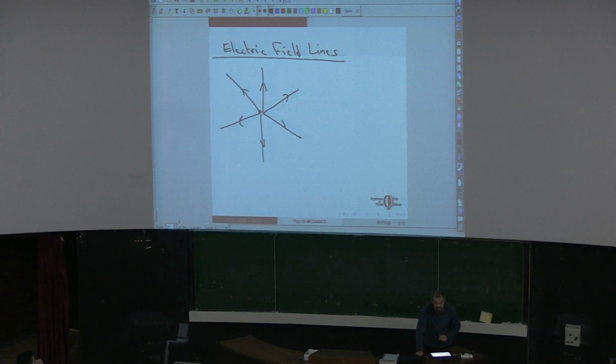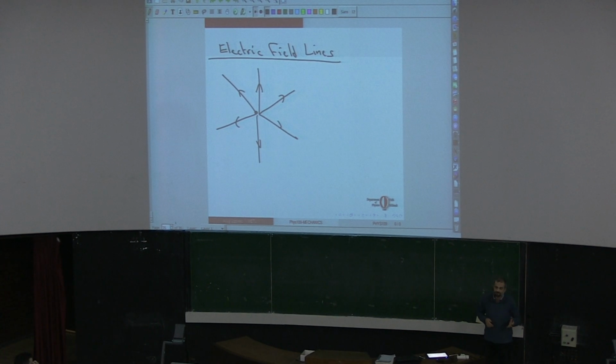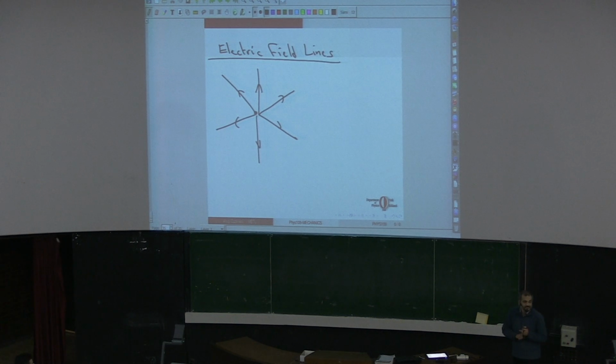Now, two properties are important. If we want to specify the electric field, which is a vector, we have to find a way to visualize two things: its magnitude and its direction. Those two things we have to show somehow. Now, the direction is easy to show with lines. Because if you imagine any line, it has a tangent direction, and that tangent direction tells me the direction of the electric field lines. That's why I also put these arrows.